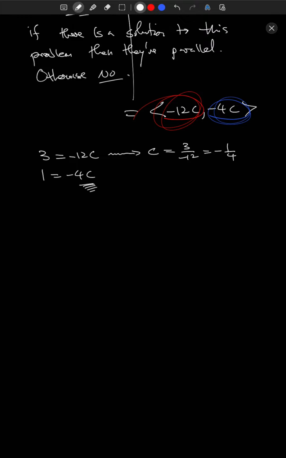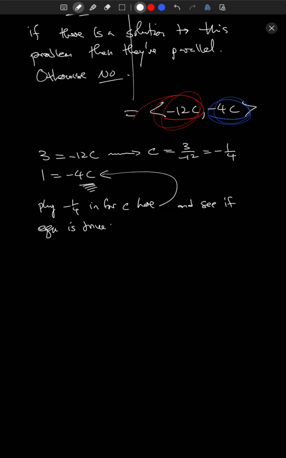Let's just do it by checking. So I plug minus 1/4 in for c here and see if the equation is true. If it's true, then the answer is yes, they are parallel. If we get something which is not true, then they're not parallel. So let's check it. 1 equals minus 4 times minus a quarter. The minuses cancel, the 4's cancel, and it equals 1. Looks like we're okay.